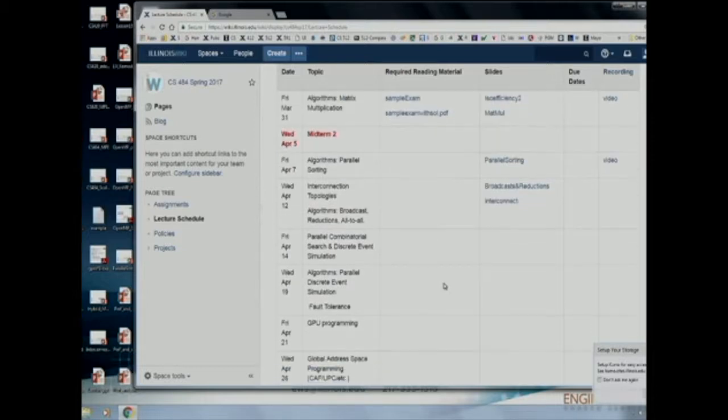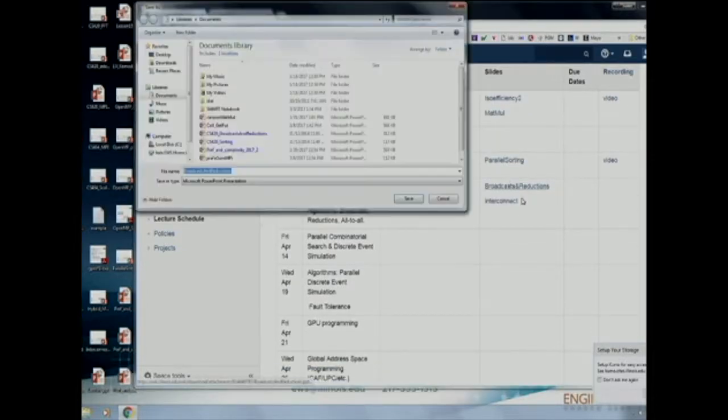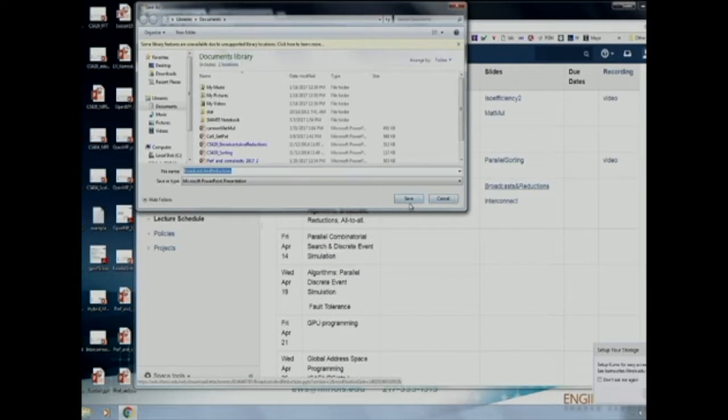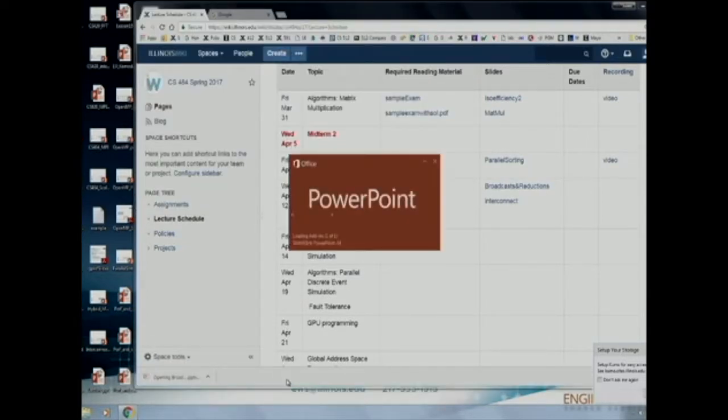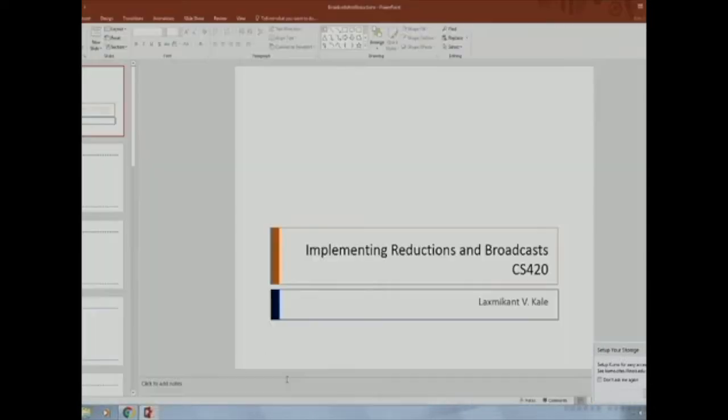Topic today, which is how to do broadcast and reductions efficiently. So we're going to talk about that, and then we're going to talk about interconnection topologies in the second half of the course.